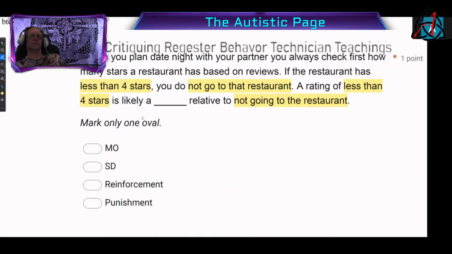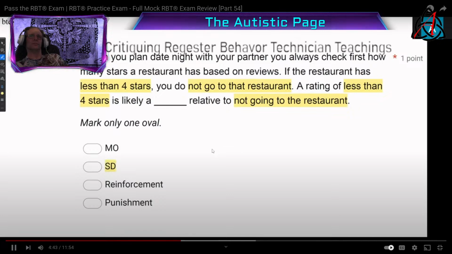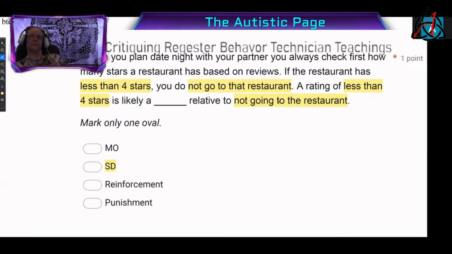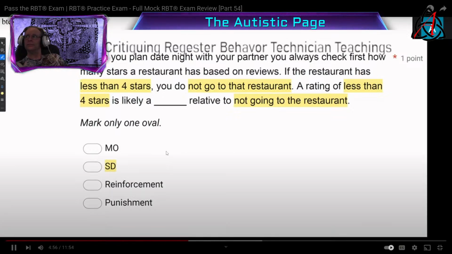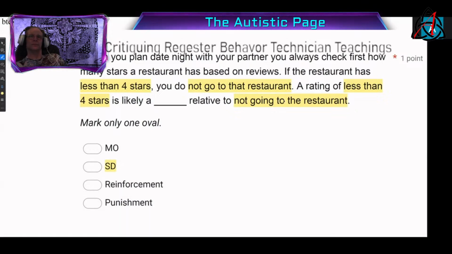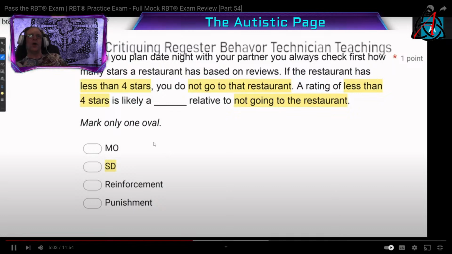So the rating of less than 4 stars is the SD to avoid going to the restaurant. It's the SD for engaging in avoidance when you do not go to a restaurant of less than 4 stars. It doesn't necessarily increase or decrease the value of something based on satiation or deprivation. It's simply signaling to you that there is reinforcement to be had for not going to the bad restaurant. So the rating of less than 4 stars is likely a SD relative to not going to the restaurant.